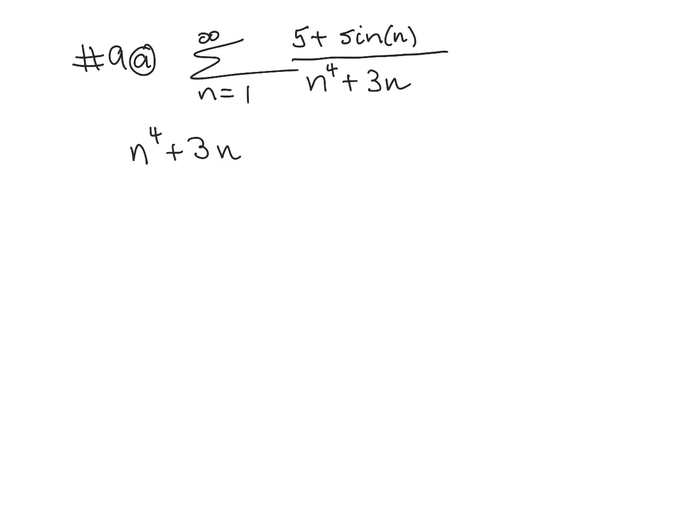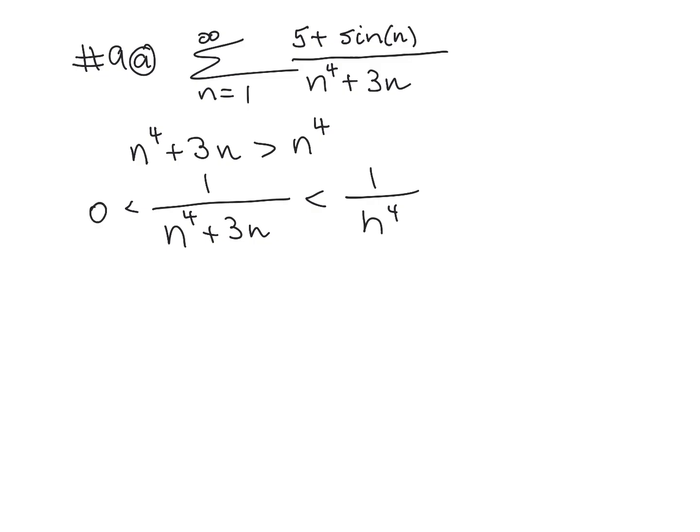So let's solve the two examples now. Summation from 1 to infinity of (5 plus sine of n) divided by (n to the fourth plus 3n). So we'll start with the denominator. N to the fourth plus 3n is greater than just n to the fourth, which means that 1 divided by (n to the fourth plus 3n) is less than 1 over n to the fourth. And of course, everything is positive.